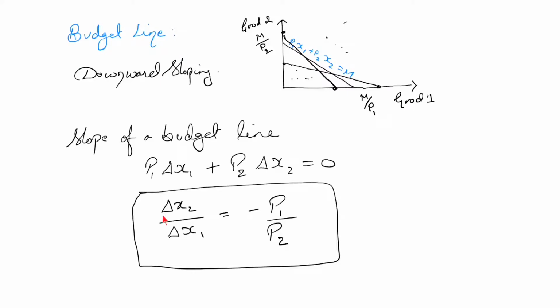The equation for the slope of a budget line is del x2 by del x1 equals minus P1 by P2, which comes from the equation P1 del x1 plus P2 del x2 equals 0. Here del x1 and del x2 are the changes in quantity of the goods.